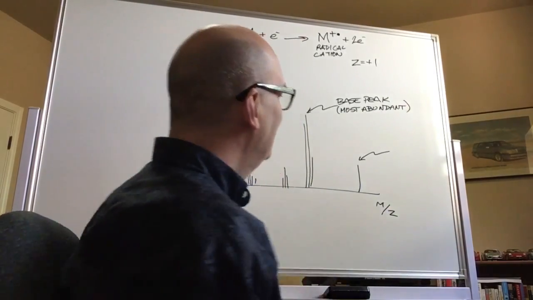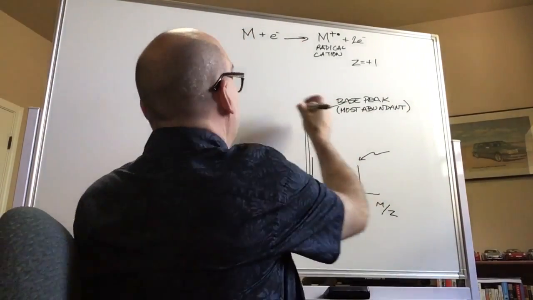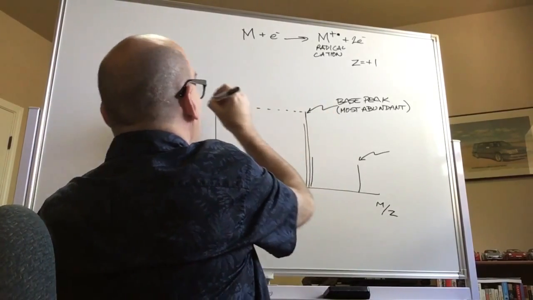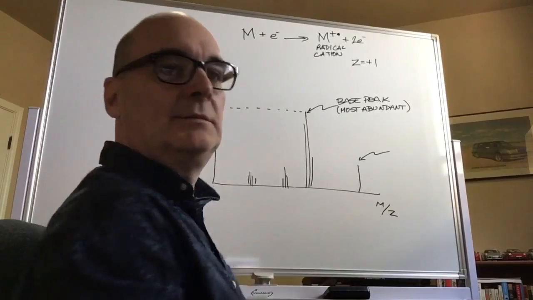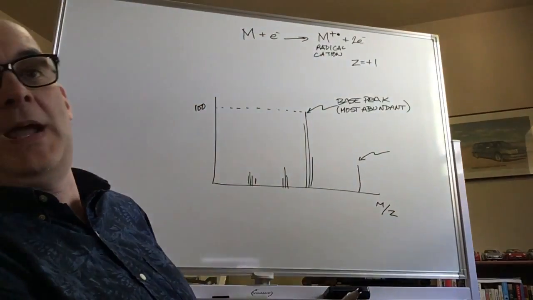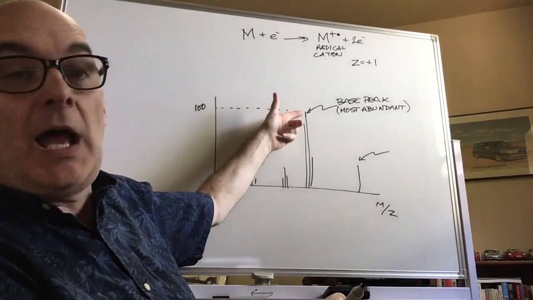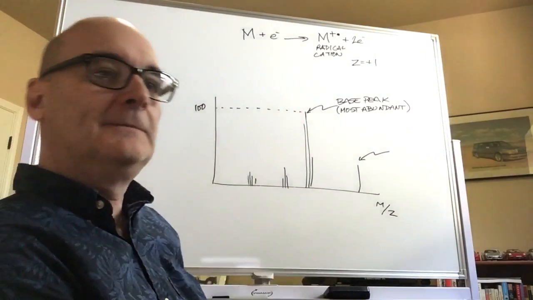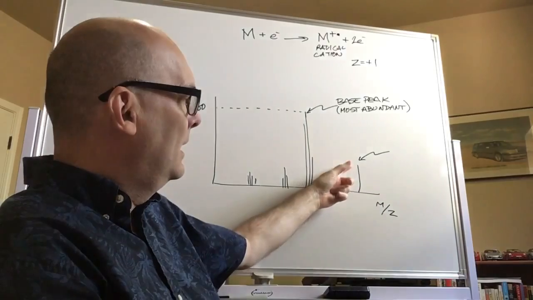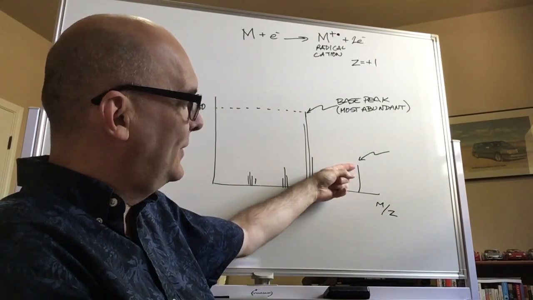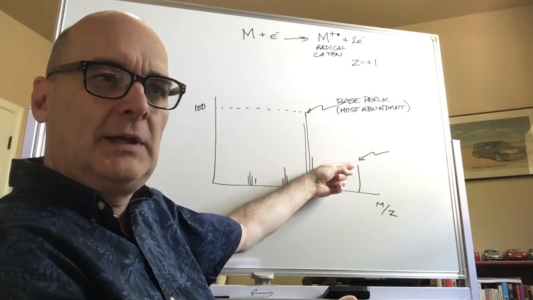So the base peak is the most abundant, and we're going to set its height arbitrarily to 100. 100 on this scale is the height of the base peak. What's it called here? This one that is the heaviest.